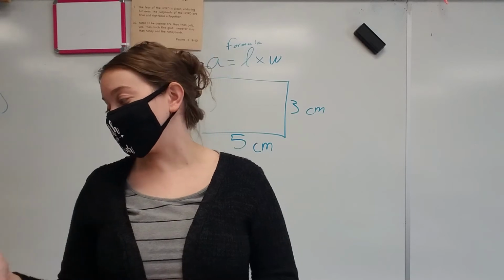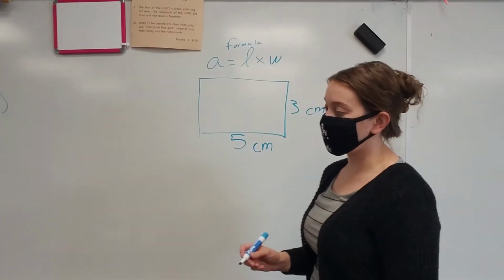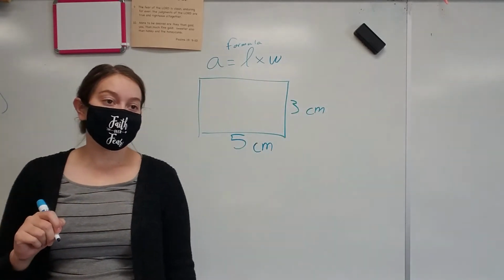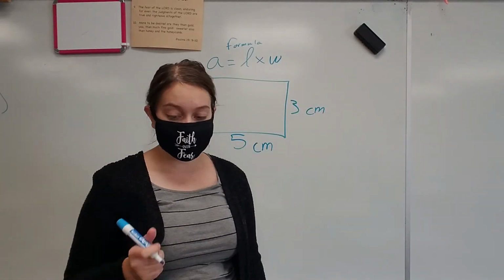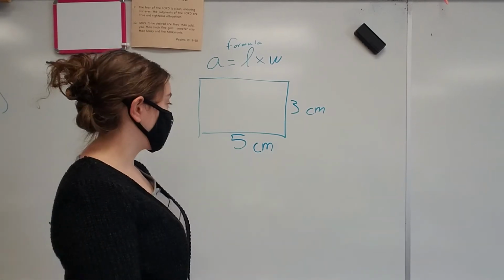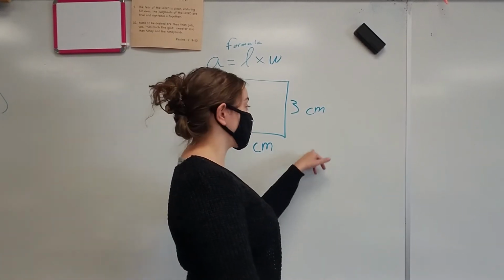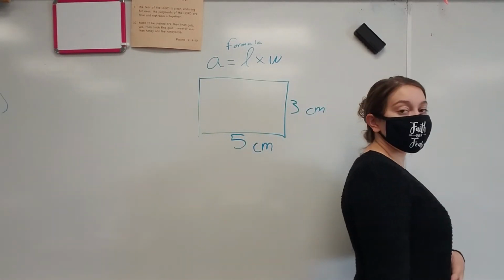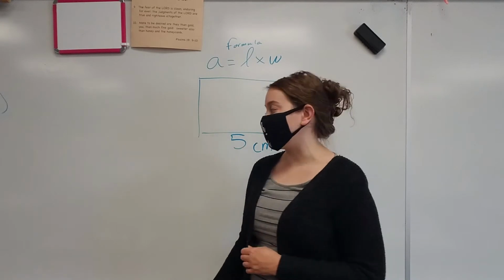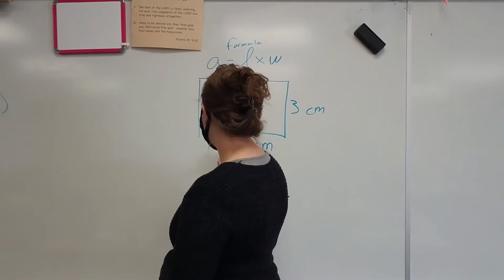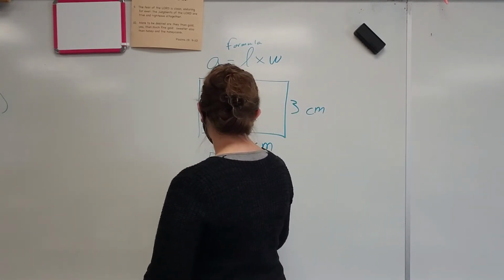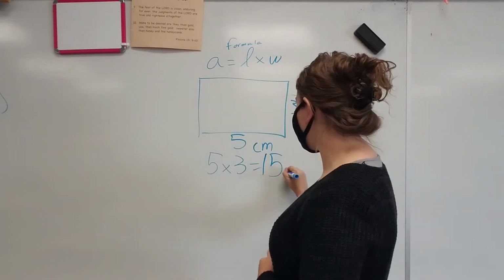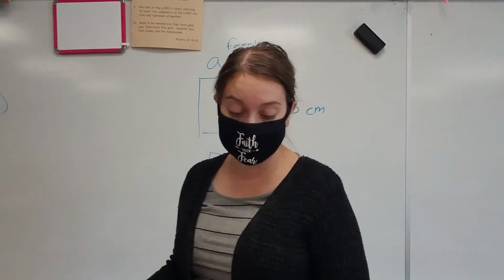So I kind of already told you, but what's my length, Samara? 5. Right, my length is 5 centimeters. Keegan, what's my width? If this is my length, what's my width? 3 centimeters, right? Now, Lillian, what is my equation? 5 times 3, and what does that equal? 15. 15 centimeters. You have to put centimeters if they don't already have it.